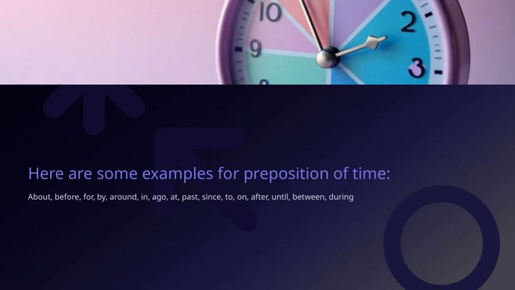Until indicates the end point of an action, until tomorrow. Between is used for a range, between 2 and 4 p.m. And finally, during describes a period when something happens, during the summer. Understanding these prepositions helps us communicate timing more precisely, which is vital for clear and effective communication.